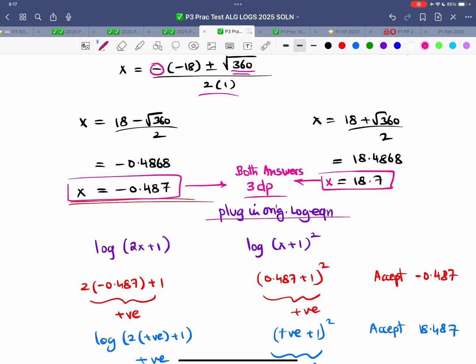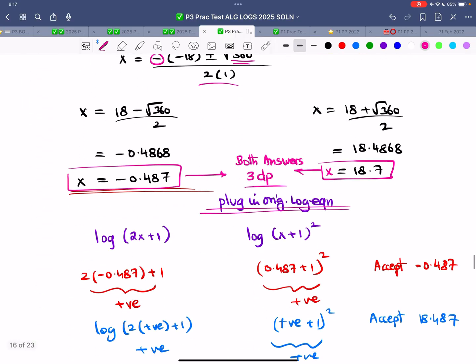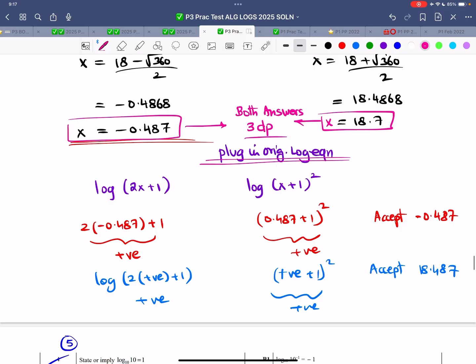Now always plug into the original equation. Now it says give your answers. Well, when it says the answers, I don't have to check, but this is something extra that I always do. In most cases, you should make a habit of doing it, otherwise you will forget. Extra for this question, otherwise you should do it.